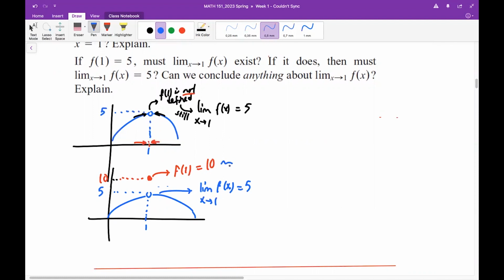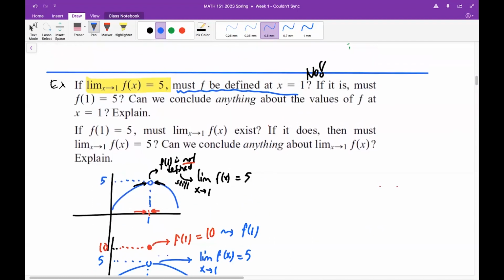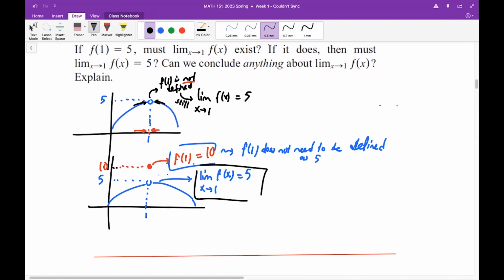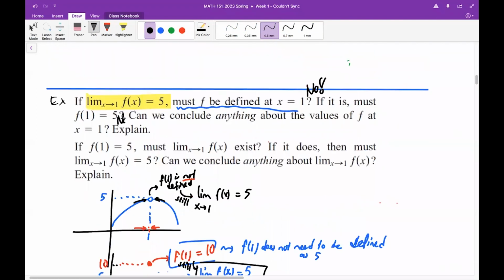So, f1, what was the question? So, f1 doesn't need to be defined as 5. f1 does not need to be defined as 5, okay? As you can see in my graph, I chose f1 as 10 and still it has the limit as 5 as x goes to 1. Okay, so the answer to this question is also a big no.